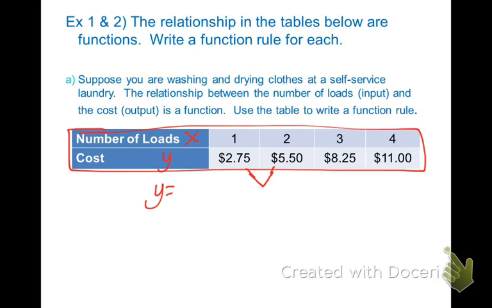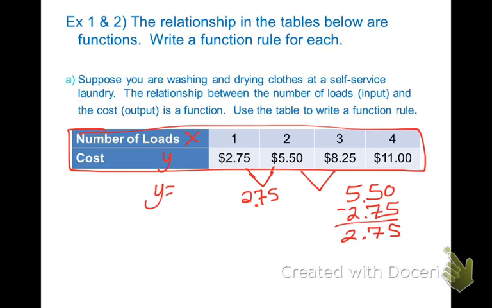Well, let's try subtracting 550 minus 275 and see what your answer would be. And your answer would be 275. What would I get if I subtracted the difference between those two? So this time I have 825 minus 550. And I subtracted, and it would still be 275.